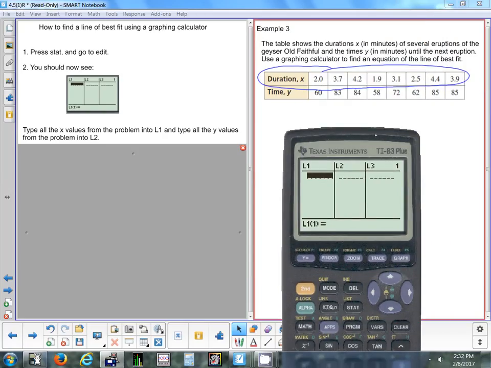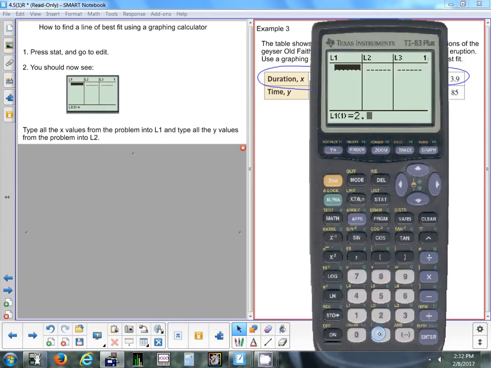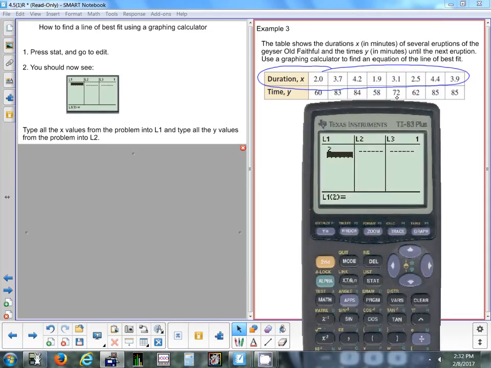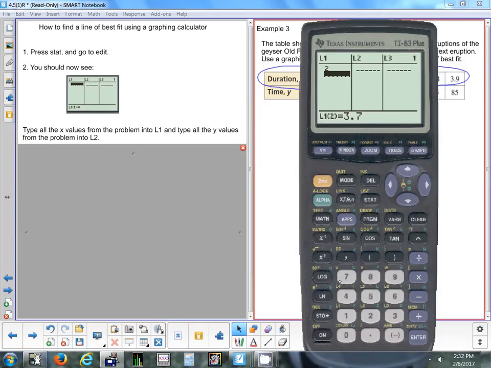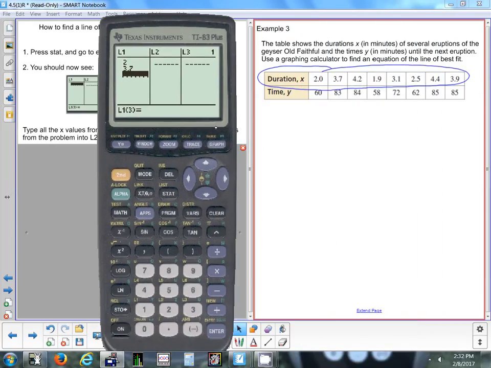Now, the first number I want you to type in is 2.0. So type 2.0, and all you have to do now is press enter. It might just change to a 2. Does everybody have a 2? Now type in 3.7 and hit enter. Does everybody have a 3.7 below the 2? Keep going until you type them all in. 4.2, 1.9. Under L1, you're putting all those values.